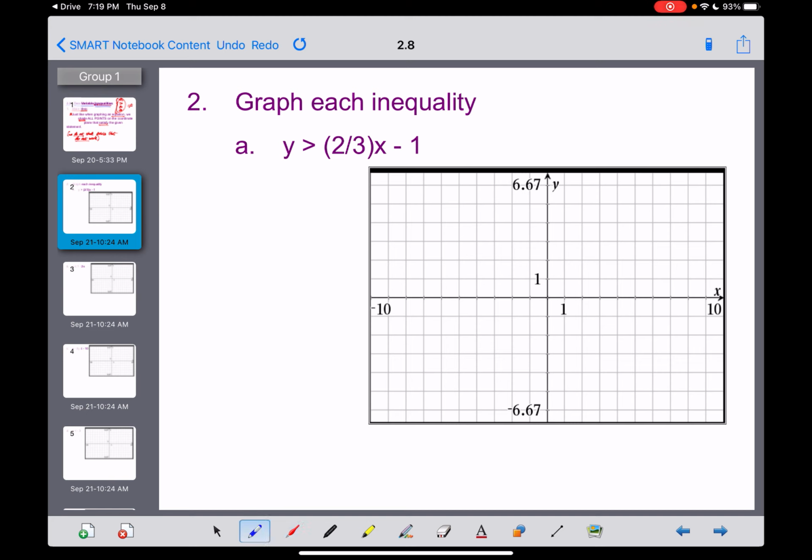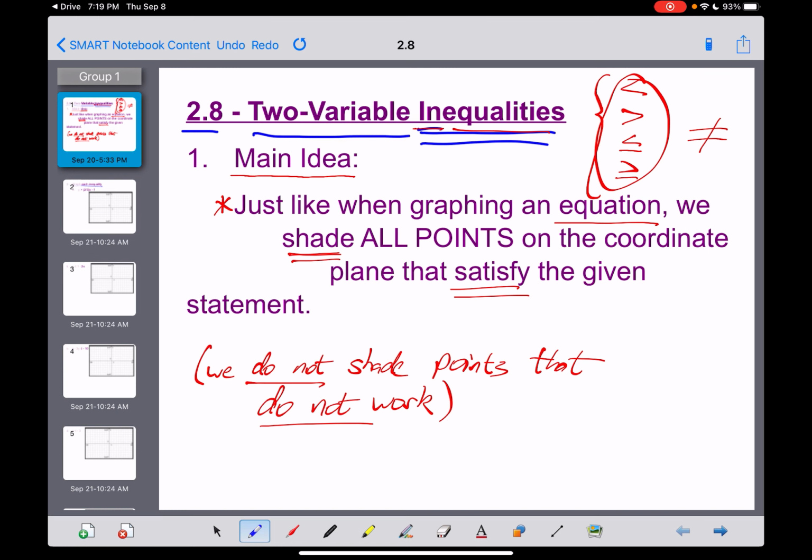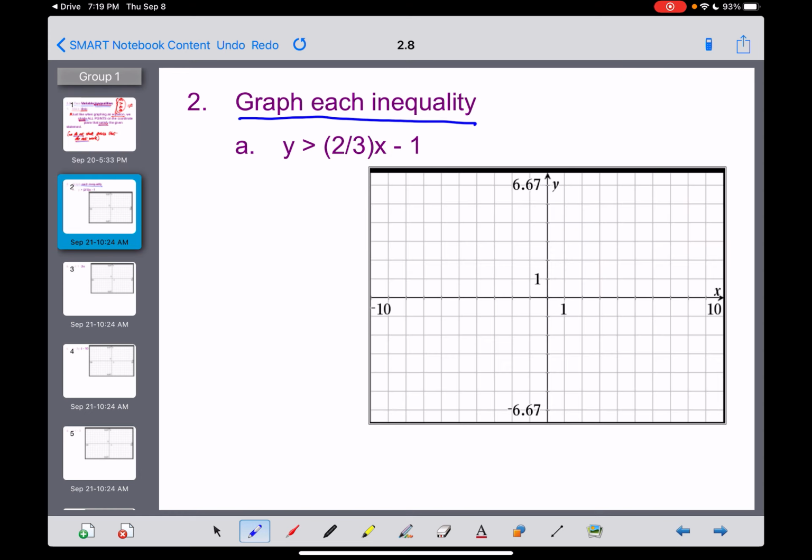This is one we'll kind of learn by doing. So the directions say to graph each inequality. Back to what we just wrote down, graphing means that we shade all the points that work and we don't shade the points that don't work. So here's the inequality we've been given. And sorry guys, typing fractions on the smartboard is rough. y is greater than 2/3 x minus 1.